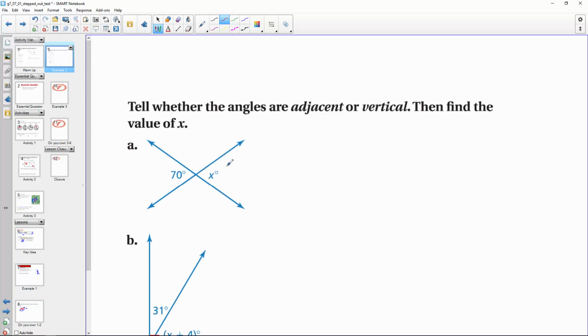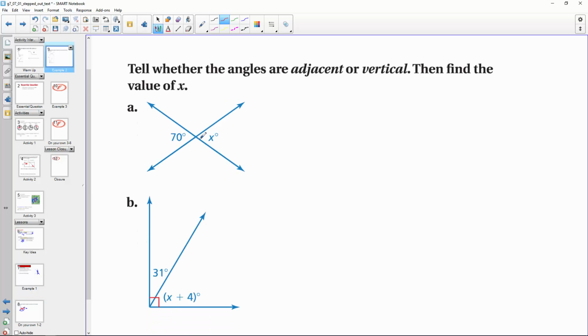So if I look here, let's give some examples of this. I know that the whole thing here is 180 degrees. Therefore, this has got to be 110, because 180 minus 70 is 110. I also know that this has got to be congruent to this vertical angle, so this is 70 degrees. And this must be congruent, so this is 110.